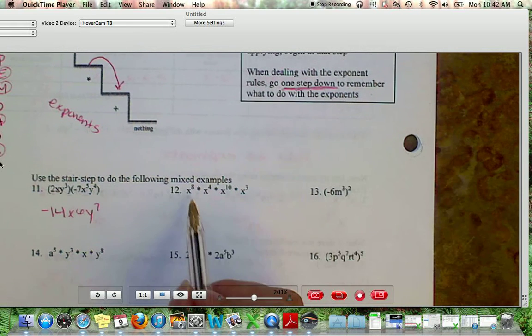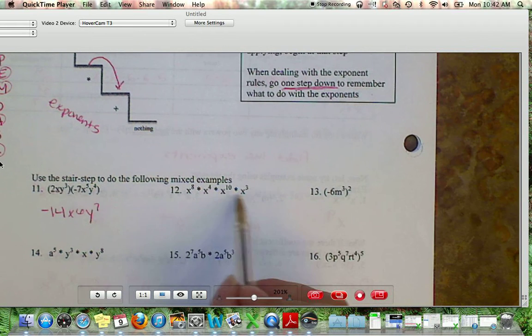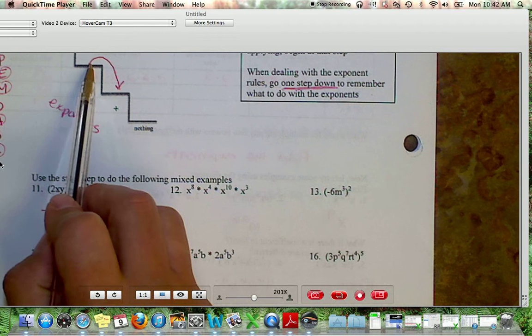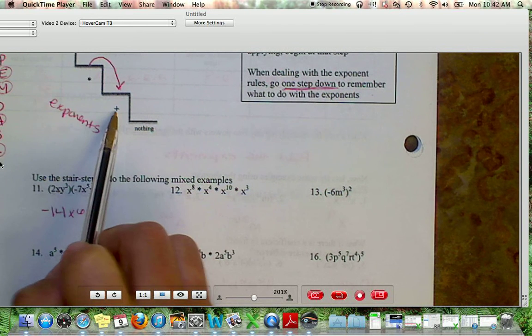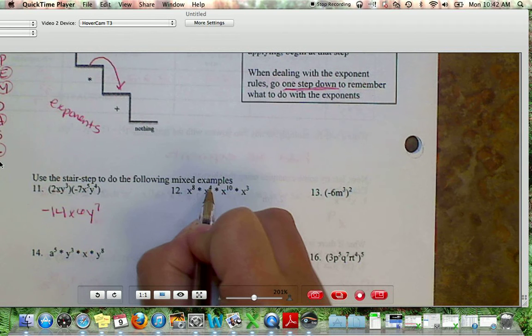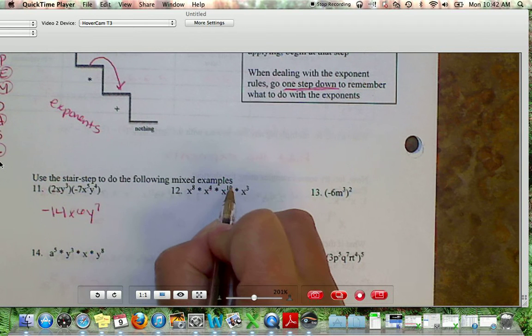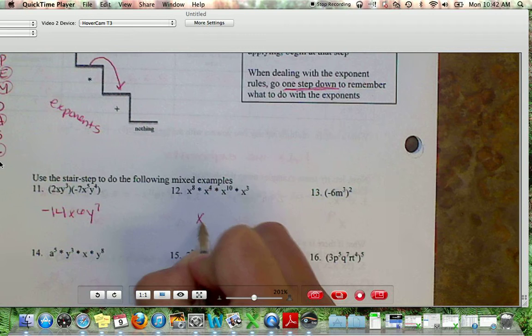Number 12, this is all multiplication. So again, we start on the multiplication step. We go down a step, which reminds us to add the exponents. 8 plus 4 is 12, plus 10 more is 22, plus 3 more is 25. Done.